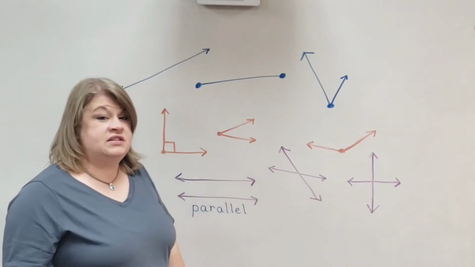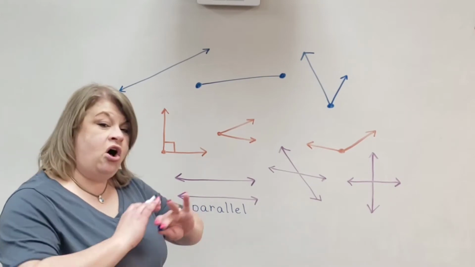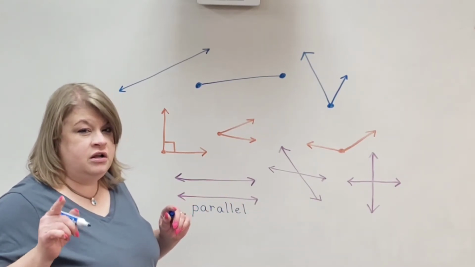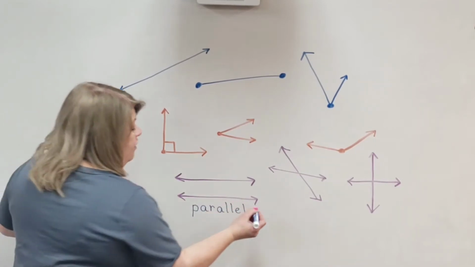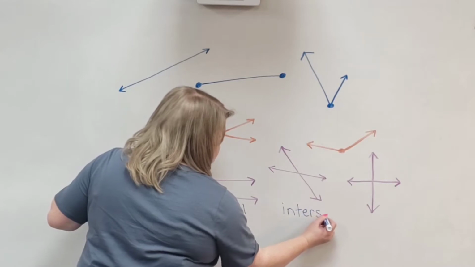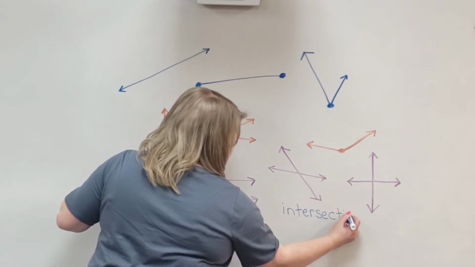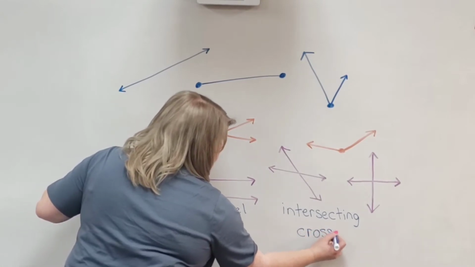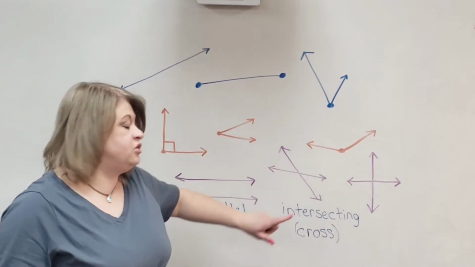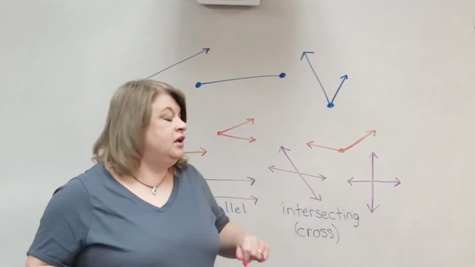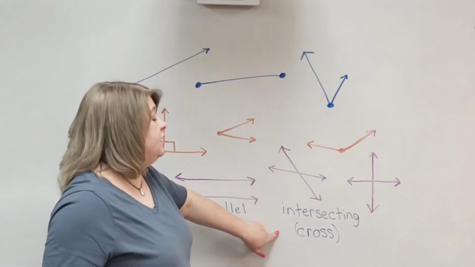Here I see two different kinds of lines. These lines cross each other, don't they? What do we call any two lines that cross each other? Think hard. Do you remember? We call lines that cross each other intersecting lines. If they cross, they are intersecting. They can cross in any direction. They can cross here, or they can cross like a cross. It's still an intersecting line.